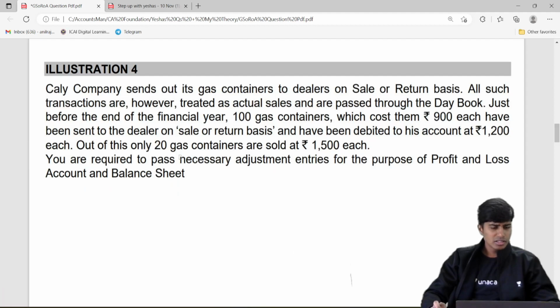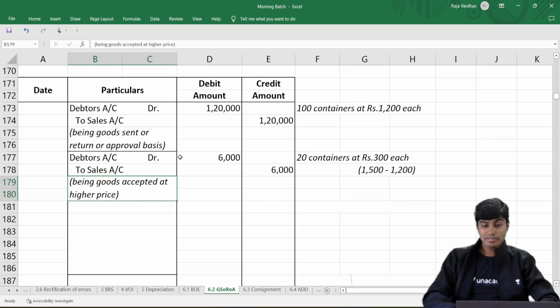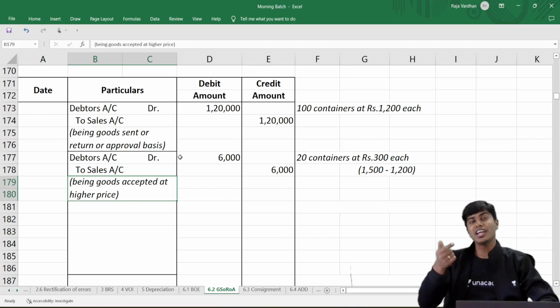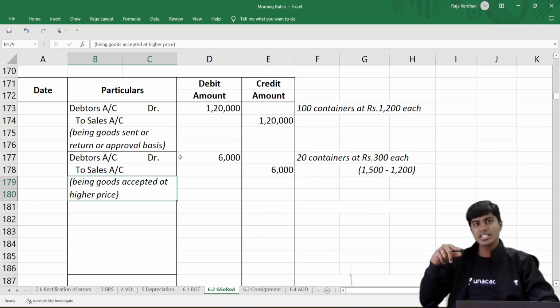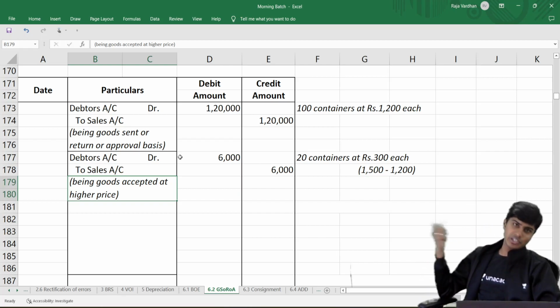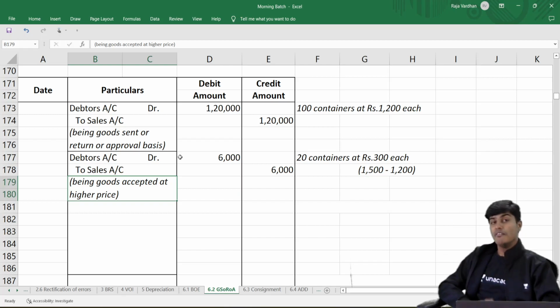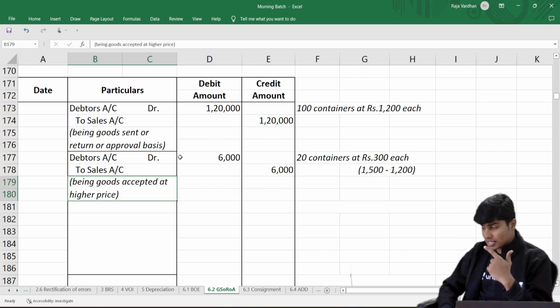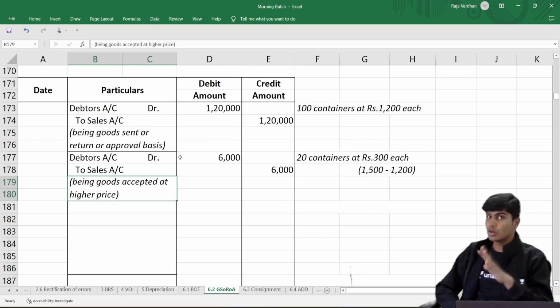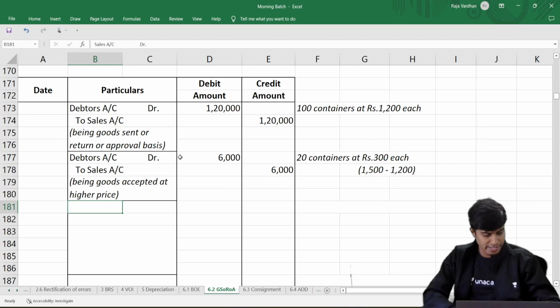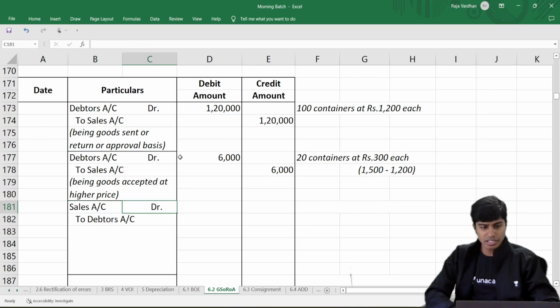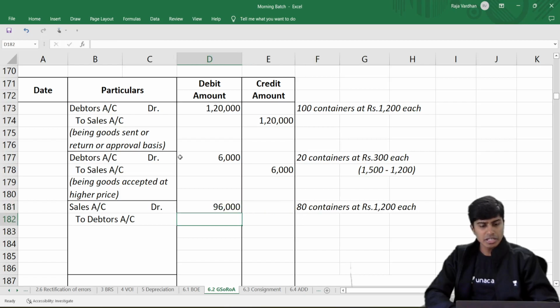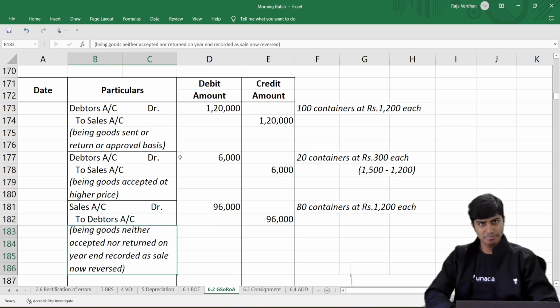What is after that? Just before the end of the financial year, you are required to pass the necessary adjustment. Only 20 are accepted. What about the balance? Balance are not accepted. Balance 80 containers, we would have to reverse the sales entry and also include them in stock. When we reverse the sales entry, we should do it at the selling price. When we include it in the stock, we should do it at cost price. When we reverse the sales entry at selling price, it should be the sale price of 1200 and not 1500. Let us write the entry as sales account debit to debtors to reverse it. 80 containers into 1200 each, that is 96,000 and 96,000.